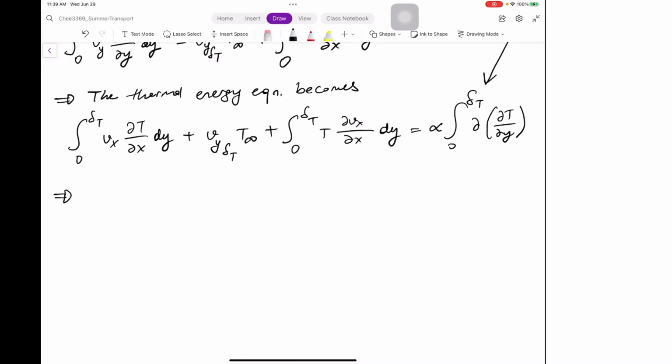You can combine some of the terms here, for example this term and this term, because you have the same dy there.